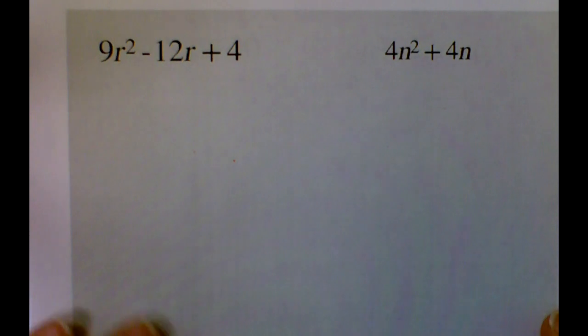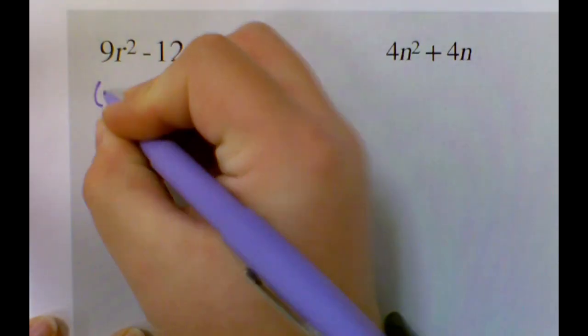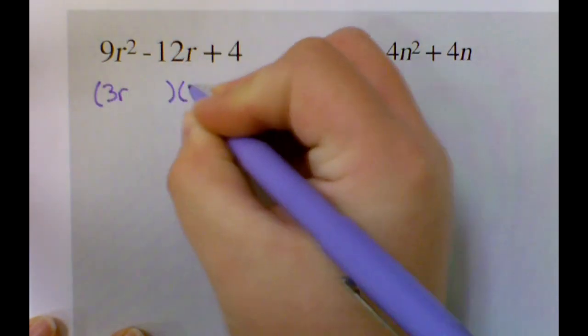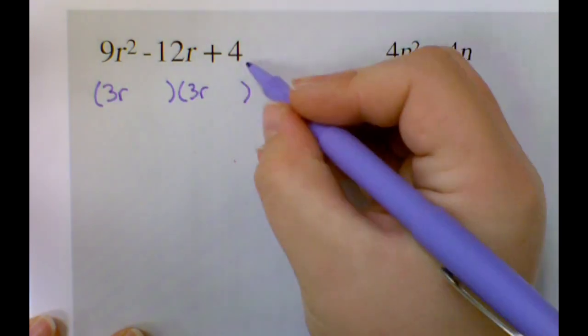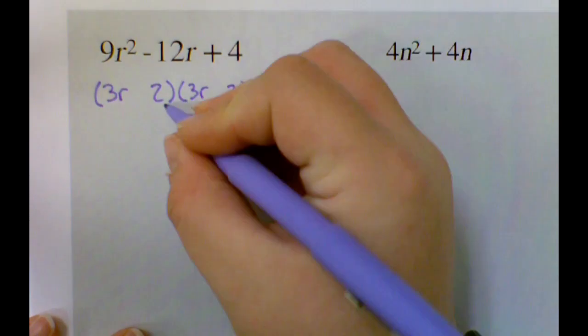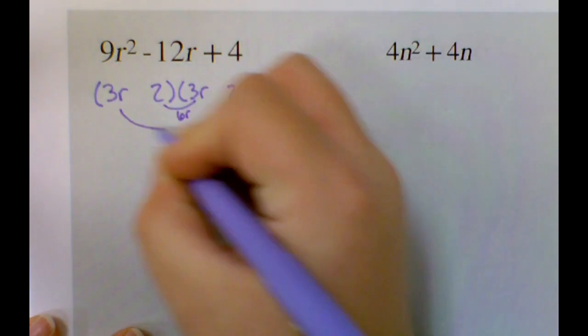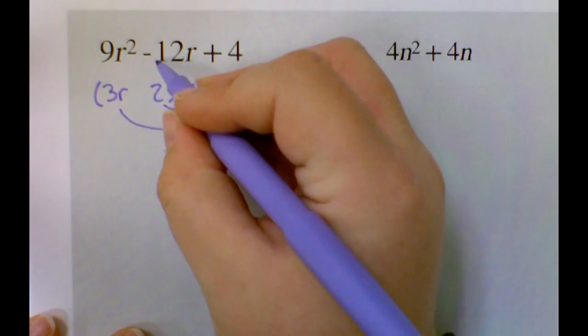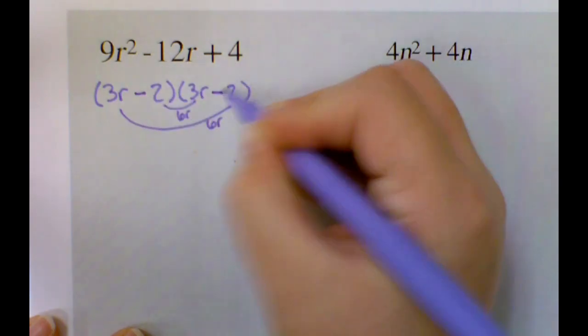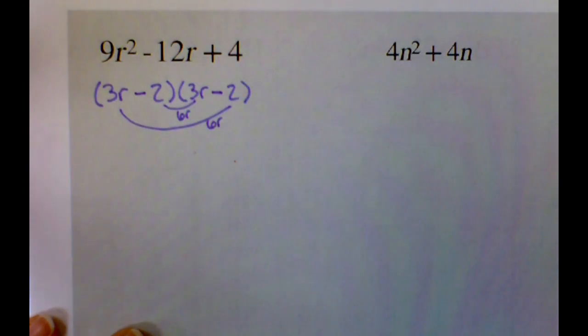For 9r squared minus 12r plus 4, I would assume that breaking 9r squared apart would be 3r and r. Breaking 4 apart, I always go with 2 and 2 first because that's my gut feeling. I have 6r and 6r. Well, lucky me, minus 6r makes minus 12r. I got it right away.